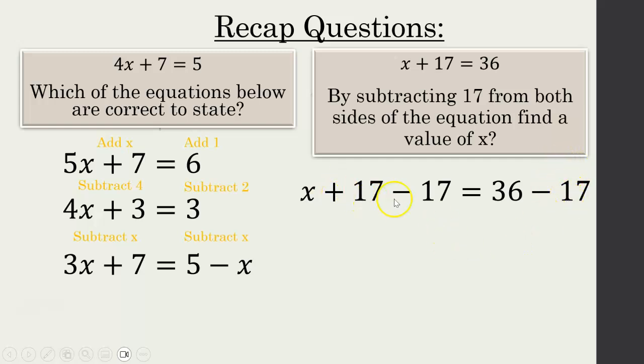Okay, well, what's plus 17 minus 17? Well, that's going to be 0. So I have just x left over here. And then I have 36 minus 17. So what's that? Well, x is equal to 19. And we'll look at that in further lessons for solving equations.